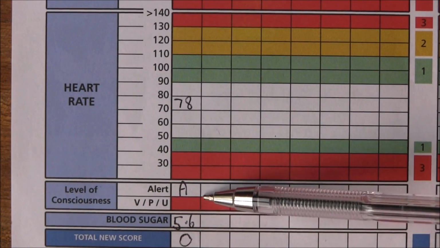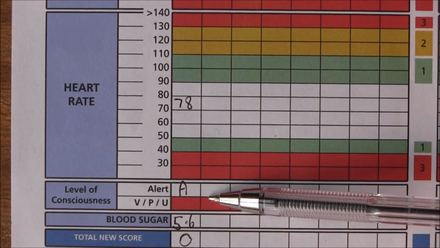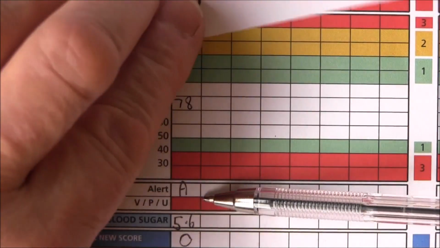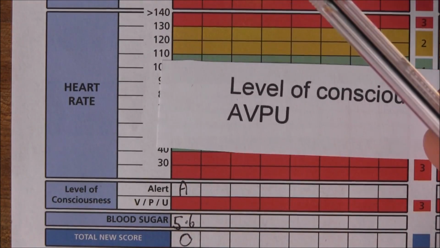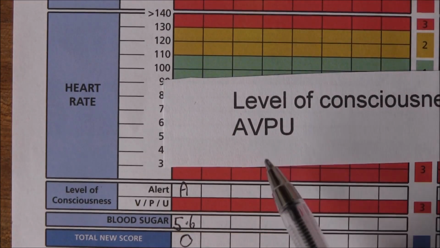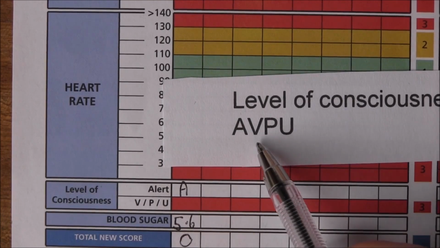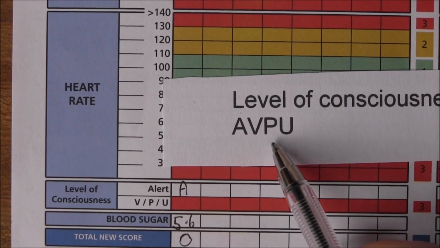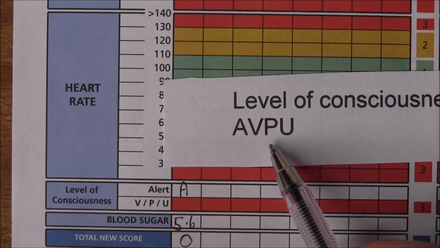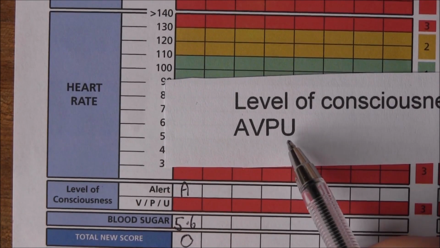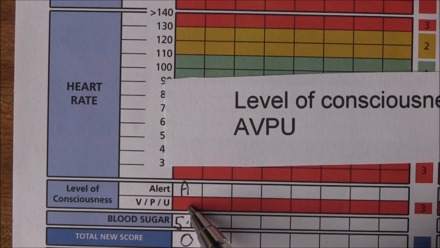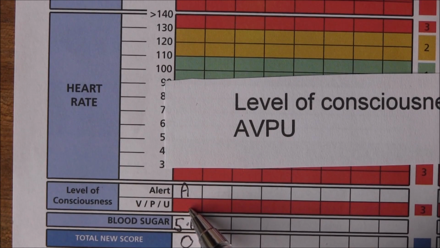Now, going on to the last criteria of the NEWS, the level of consciousness, where we notice that alert doesn't score, but if the patient's only responding to voice, so if we have to say, "Mr. Smith, are you all right?" only then are they responding. That means they're responding to voice. If they're only responding when we inflict a painful stimulus on them, that's the response at the level of P, and if they're unresponsive, that's U. So V, P or U would all score a 3 on the NEWS criteria.